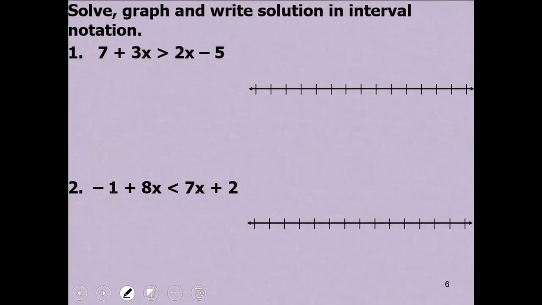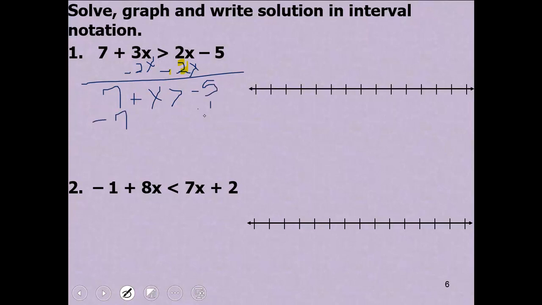Let's try a few. We have 7x plus 3 is greater than 2x minus 5, and the directions are solve, graph, and write the solutions in interval notation. I'm going to solve by subtracting 2x from both sides. When I do that, I get 5x plus 3 is greater than negative 5. Now I'm going to add a negative 3 to both sides, and I get x is greater than negative 12.